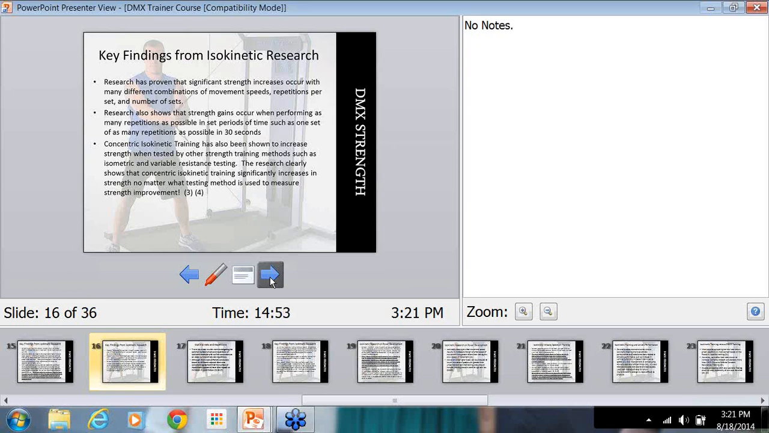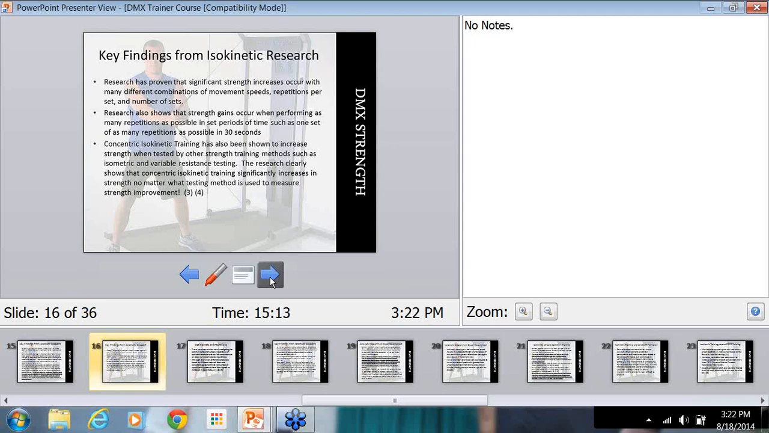So if you do CrossFit, for example, you know the as many reps as possible or the timed set. That methodology, when applied to isokinetics, has also been shown to increase strength. Concentric isokinetic training, like DMX, has also been shown to increase strength when tested by other strength training methods.